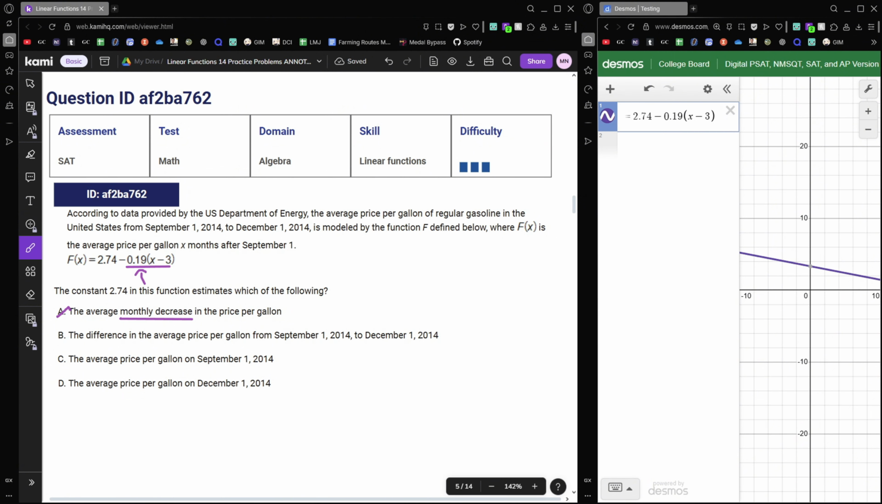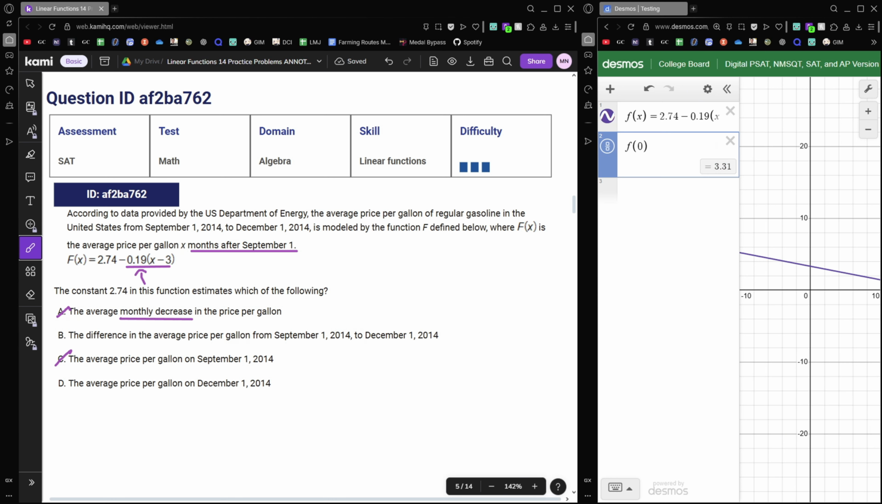So I went ahead and plugged in our function. Now let's see if we can prove answer choice D, the average price per gallon on September 1st. Now we know that x is going to be the amount of months after September 1st. So if we plug in 0 for x, that would be 0 months after September 1st, or on September 1st. And we get that the average price per gallon on September 1st is 3.31. That's not 2.74, so we can get rid of C.